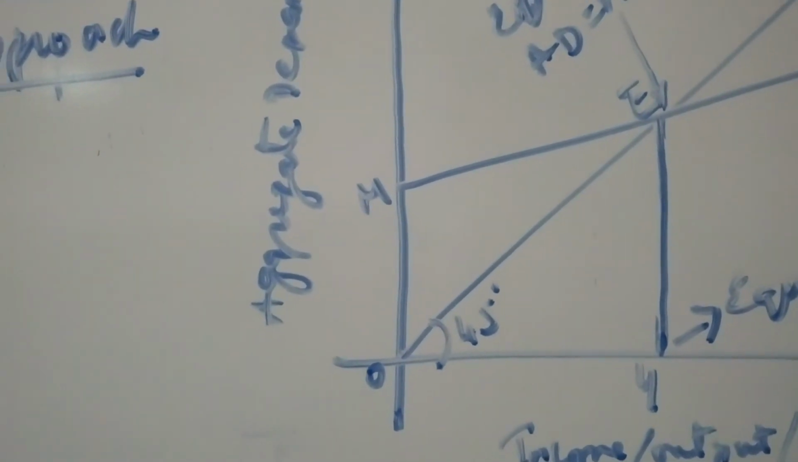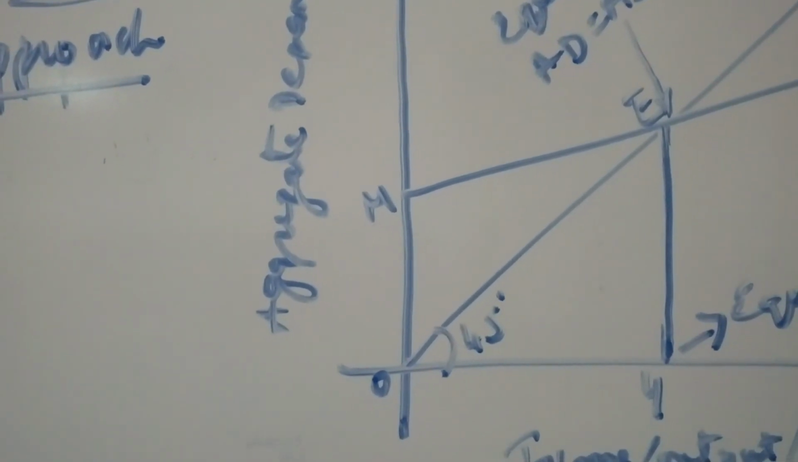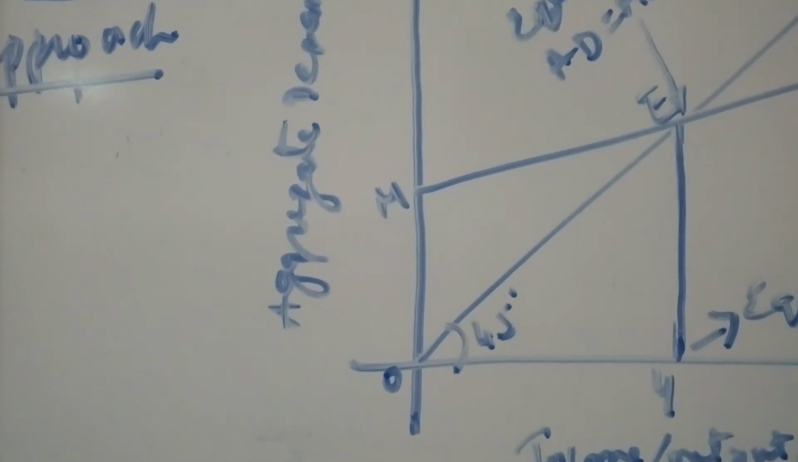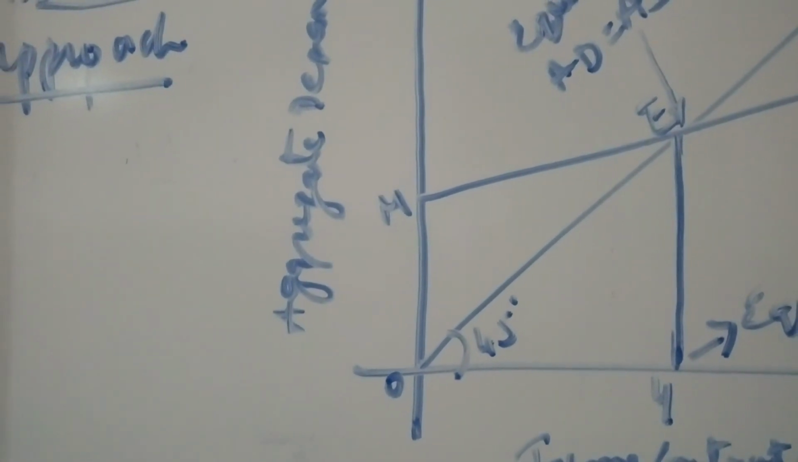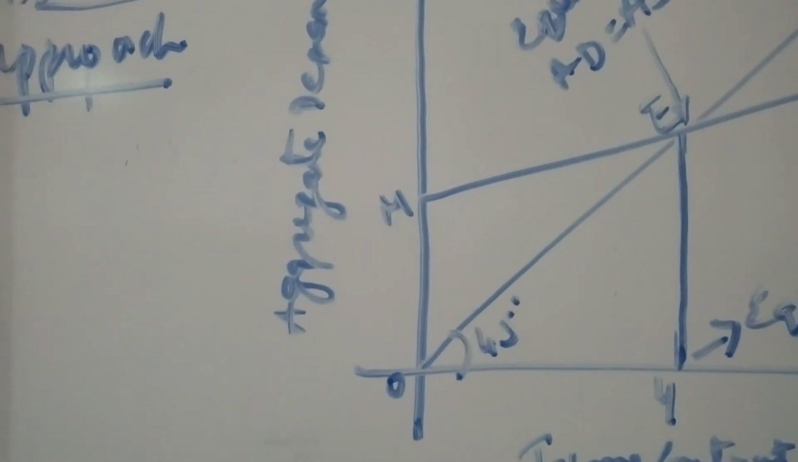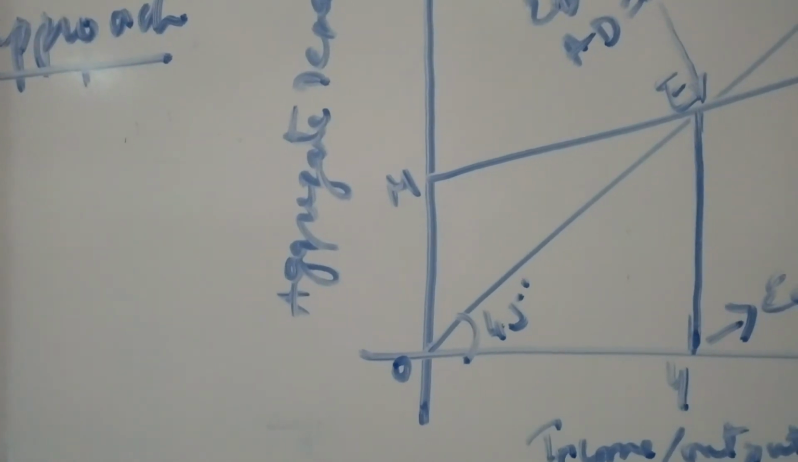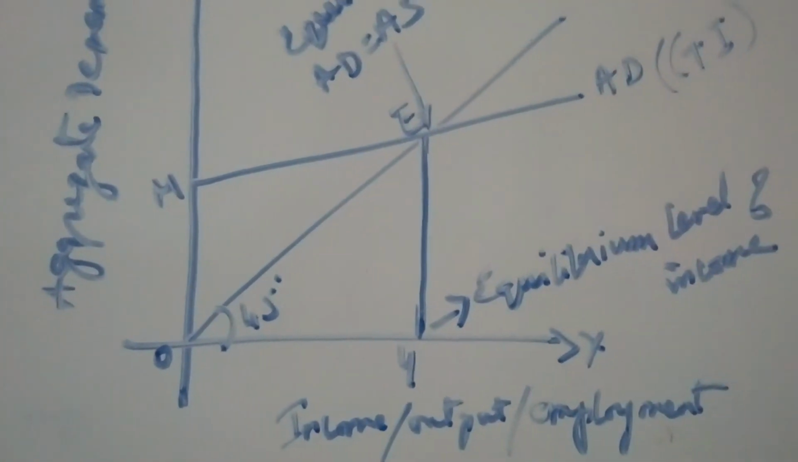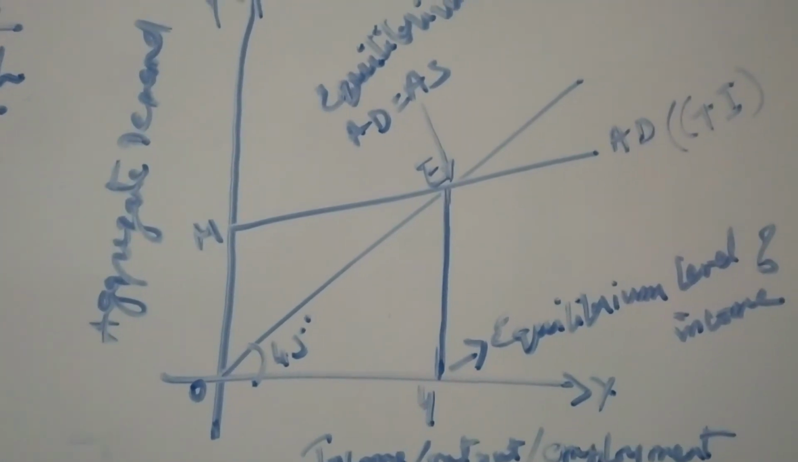So there will be laborers taken out and output will decrease, until the economy is back at output OY, where you find AD becomes equal to AS. So these are the adjustments made in the economy to reach the equilibrium stage.